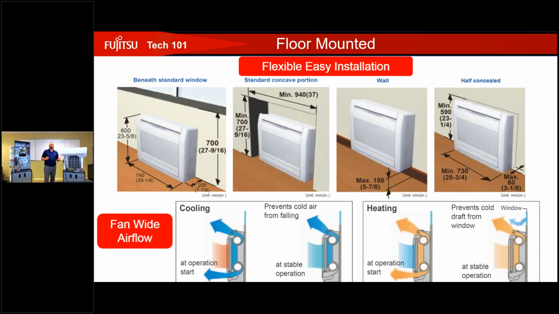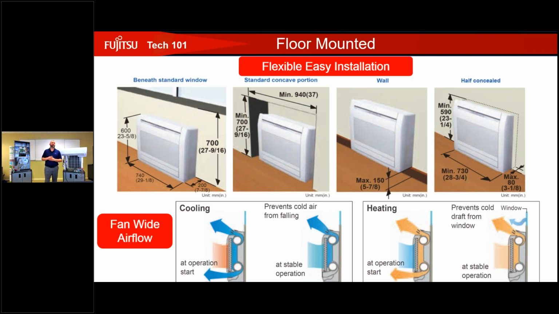Floor mounted units, a couple of different ways we can install these. We can install them directly on the wall. We can install them concealed into the wall. We can install them half concealed, or we can install them above the floor molding there. There is a dual fan operation with this unit. It comes from the factory operating only in upper louver. But there is a switch on the inside of the unit, which I'll show you in a couple of slides, where you can turn it on for dual fan operation.